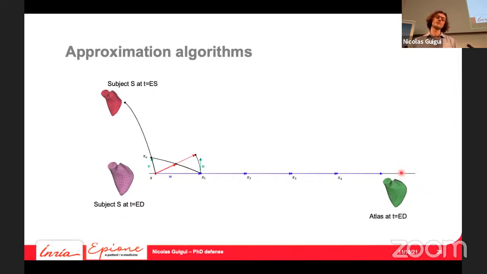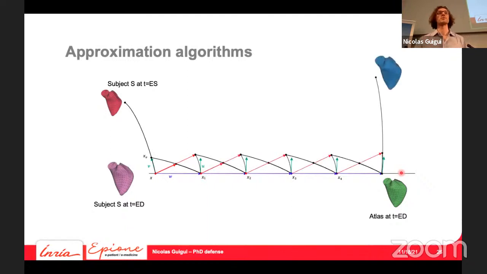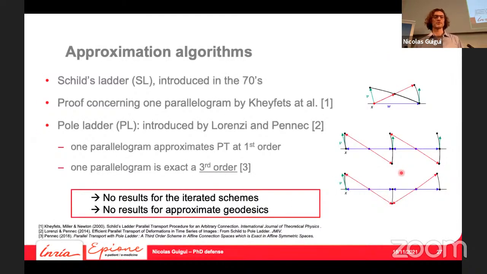So here, doing this in a small enough neighborhood, we hope that u_w is an approximation of the parallel transport of v along w. And then this construction can be iterated along the main curve until we reach the point where we want to transport the vector. So this algorithm is called Schild's ladder. It was introduced in the 70s by Alfred Schild in the context of physics and gravitation. So there was no proof. And the first proof, which concerned only one parallelogram, showing that one parallelogram is indeed an approximation of parallel transport, was done by Kheyfets et al.